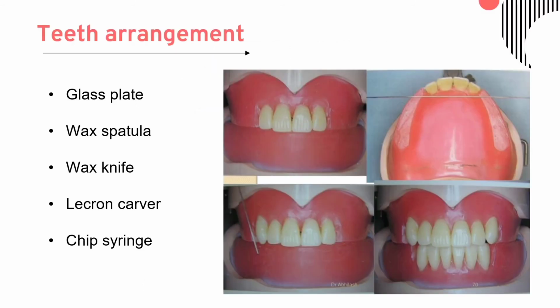After mounting, start with the teeth arrangement of upper anterior, lower anterior, upper posterior, lower posterior. Always check glass plate relation after placing each and every tooth. Apply the principle of teeth arrangement. For this you will need glass plate, wax spatula, wax knife, Le Cron carver, and chip syringe.